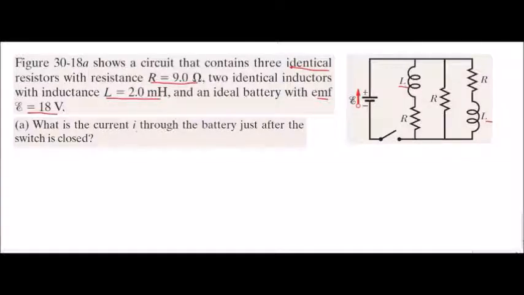What is the current, I, through the battery just after the switch is closed? So when we close the switch, what is the current through the battery? We want the current through the battery. All right, so how will we solve this problem?